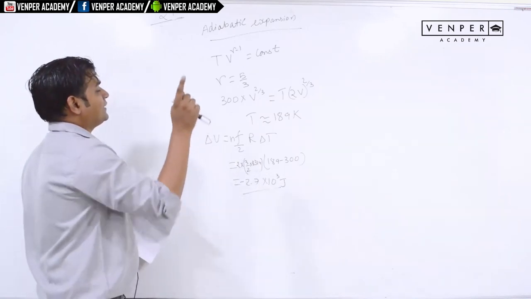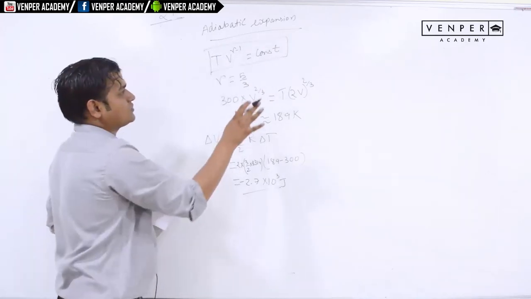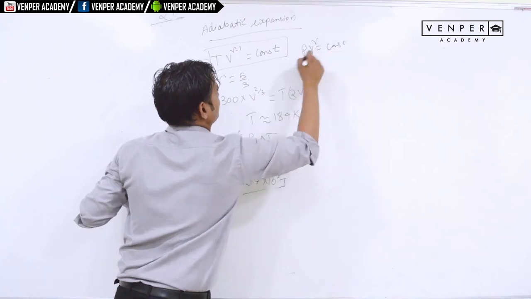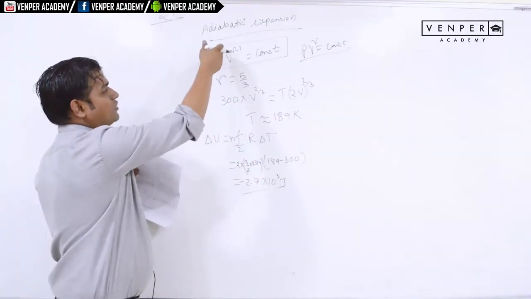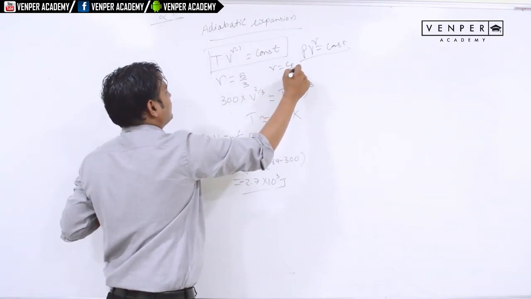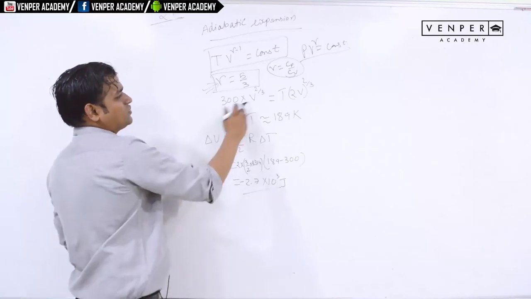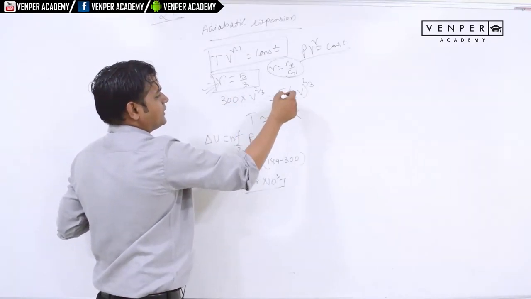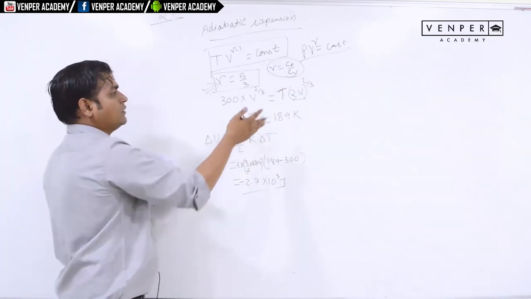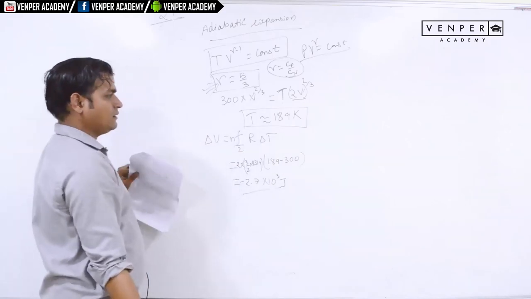So they are asking the final temperature. The relation is TV^(gamma minus 1) is constant. Use the ideal gas equation and you will get TV^(gamma minus 1) is equal to constant. Gamma is Cp by Cv, and for a monoatomic gas this is a direct value, gamma is 5 by 3. So just use this: 300 into V^(2/3) will be equal to the final temperature times the final volume, which is 2V, it is becoming double, raised to 2/3. V will get cancelled out, and when you calculate T, you will get nearly 189 Kelvin.